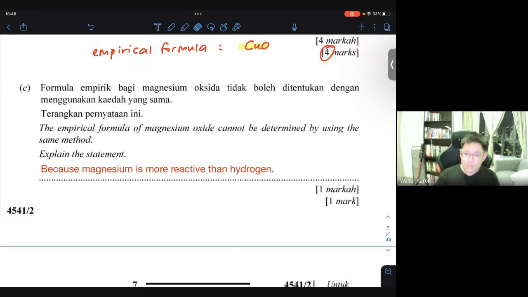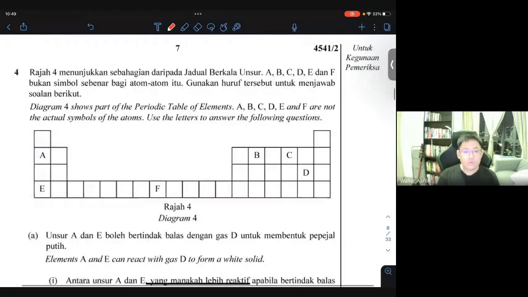So if right now what we say is that magnesium is more reactive than hydrogen, then how can hydrogen actually steal away the oxygen from magnesium? It's technically impossible, isn't it? So hydrogen here is unable to reduce magnesium oxide to magnesium because magnesium is technically more reactive compared to hydrogen. So therefore, this reaction doesn't work with hydrogen. All right.